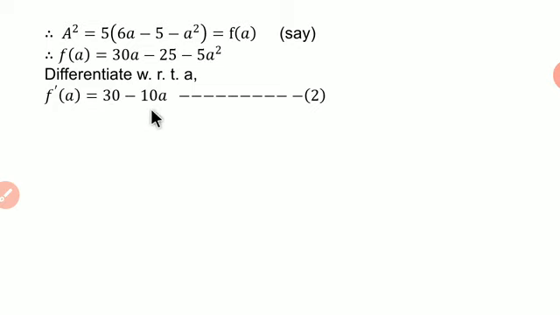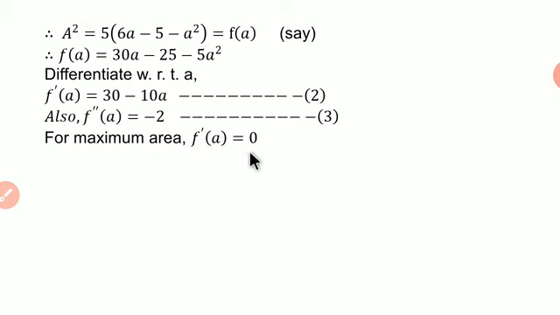We call this relation number 2. Now again if we differentiate this, we get f double dash of A is minus 2. We call it relation number 3. Now for the maximum area, f dash of A is 0. Therefore we get 30 minus 10A is 0, which means 10A is equal to 30. Therefore A is equal to 3.